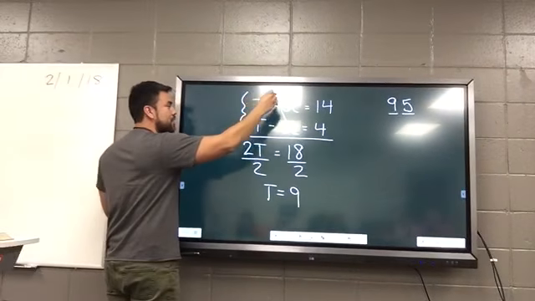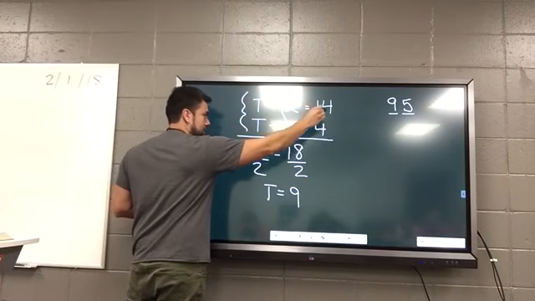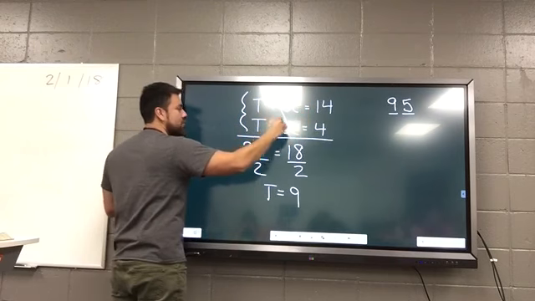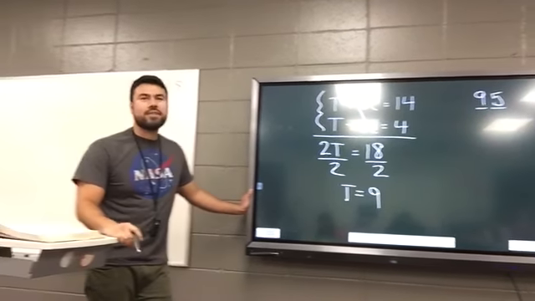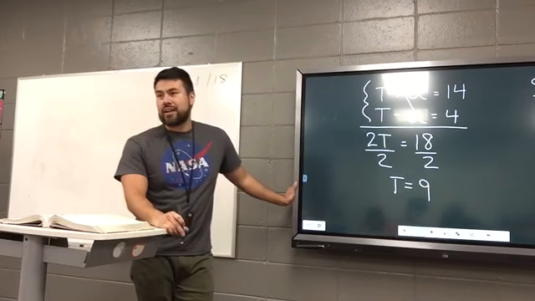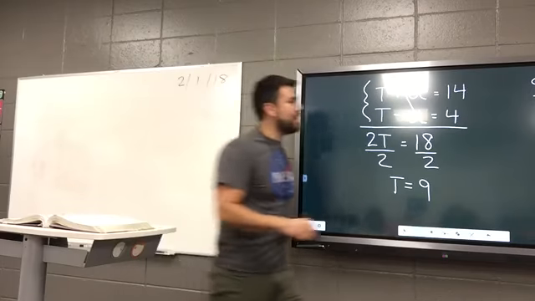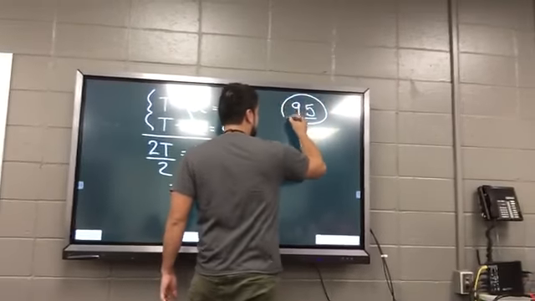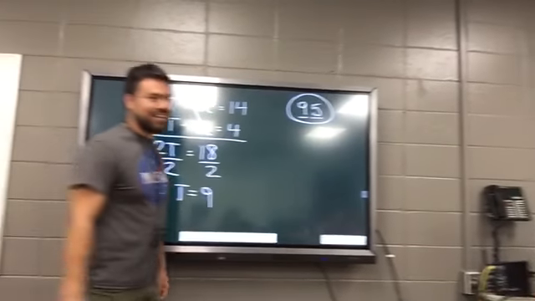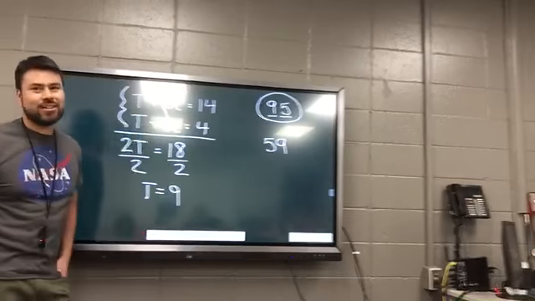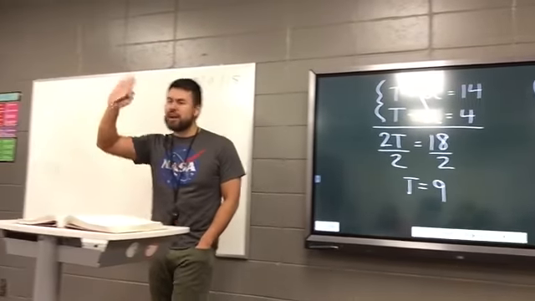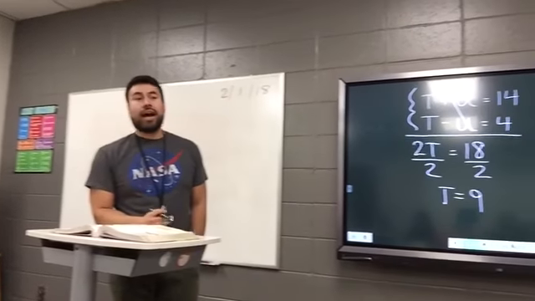Okay, let's see if it works. Is 9 plus 5 equal to 14? Is 9 minus 5 equal to 4? So that works. So what was the student's actual score? 95%. That's pretty high. What did Mr. Diaz put it down as? 59. Is that a difference? Would you be concerned? No, I would be concerned.